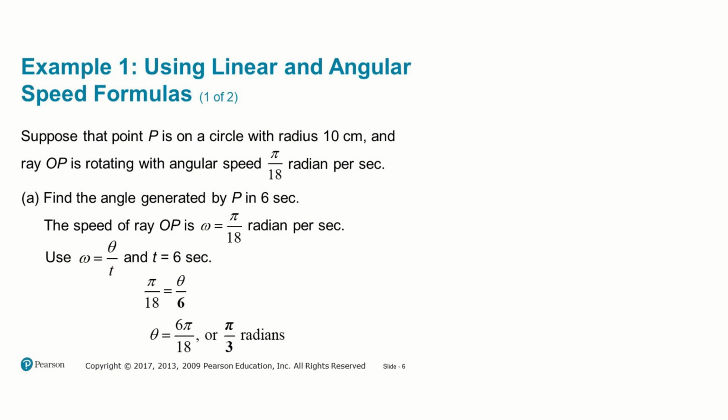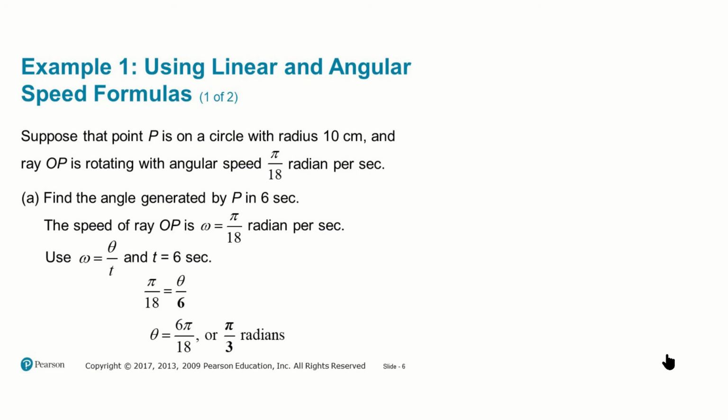Okay, as you can see, basically we start with the formula omega equals theta over t. For omega, we substitute pi over 18. Theta is what we're looking for, so that remains unknown. And we divide by the time, which is 6. Then we go ahead and solve for theta.